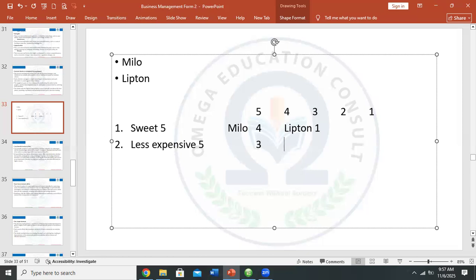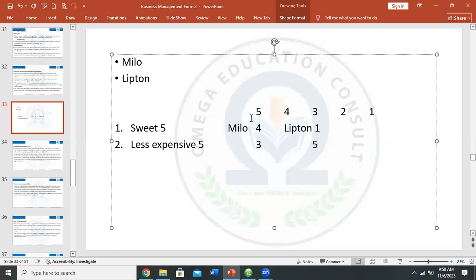Leptin, less expensive. What are we giving to Leptin? Is it 1 or 5? I think we'll give 5. We'll give 5 to Leptin.